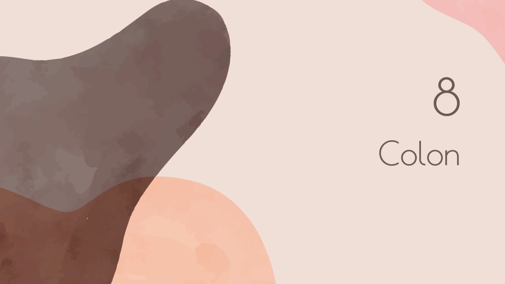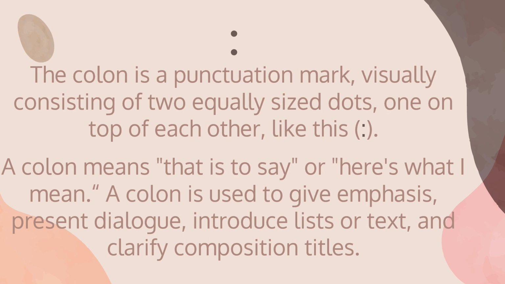Next up, we have the colon. The colon is a punctuation mark visually consisting of two equally sized dots, one on top of the other, like this. A colon means that is to say, or here's what I mean. A colon is used to give emphasis, present dialogue, introduce a list or text, and clarify composition titles.